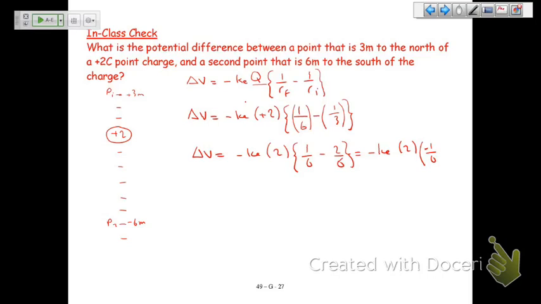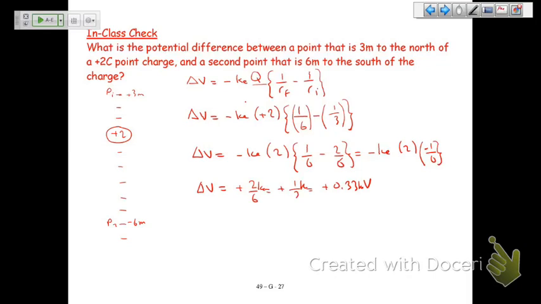Minus 1 over 6, isn't it? Yeah, minus 1 over 6. So delta V is equal to plus 2 over 6, which equals plus 1 over 3, which equals plus 0.33 volts. Okay? Oh, I forgot my KE. I was just about to say, don't forget your KE.